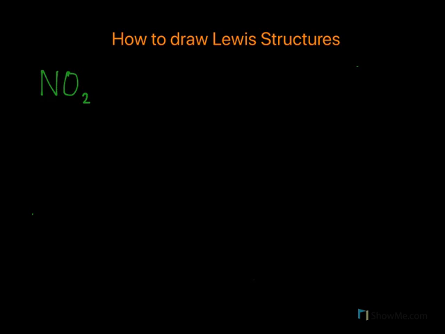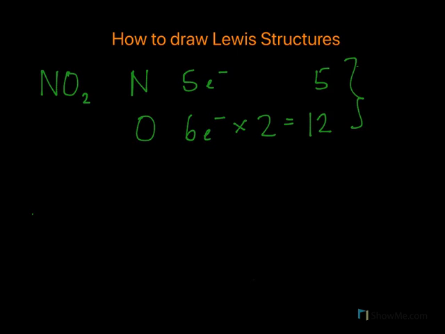First step again is to count how many valence electrons we're going to need for this molecule. Nitrogen has 5 valence electrons, and oxygen has 6 valence electrons, and there are 2 oxygens, so 6 times 2 is 12. So the total number of valence electrons we're going to show is 17 electrons. And it is okay to have an odd number.